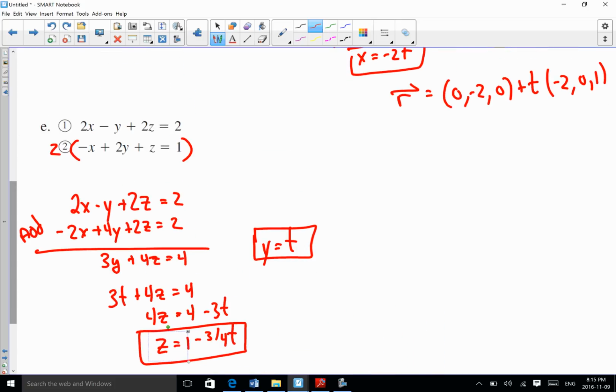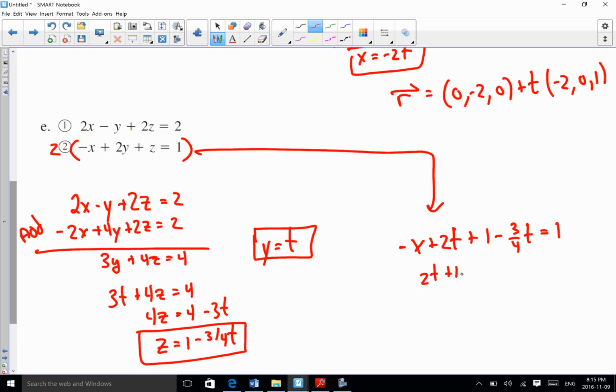Let's go back up and get x now. How am I going to get x? Well, I have an equation, negative x plus 2y, but y we said was t, using this equation, plus 2t, plus z, what did we say z was? z was 1 minus 3/4 t, equals 1. Now I want to solve this for x. So I'm going to put the x on the other side. Bring the 1 over and make the x over here. So 2t minus 3/4 t, well, that's 5/4 t. And 1 minus 1, well, those are gone. So there's our equation for x.